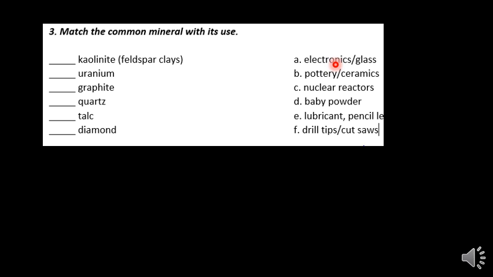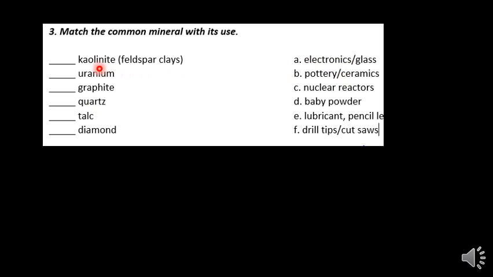It has a property called piezoelectricity, where if you apply an electrical current through quartz, it will start to vibrate at a very specific frequency. And you can use that to set the timing on timepieces like watches, older watches. So quartz would be electronics and glass.